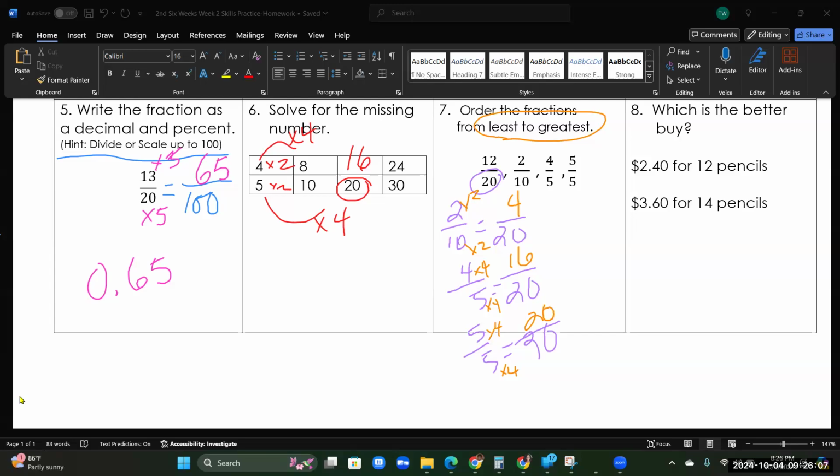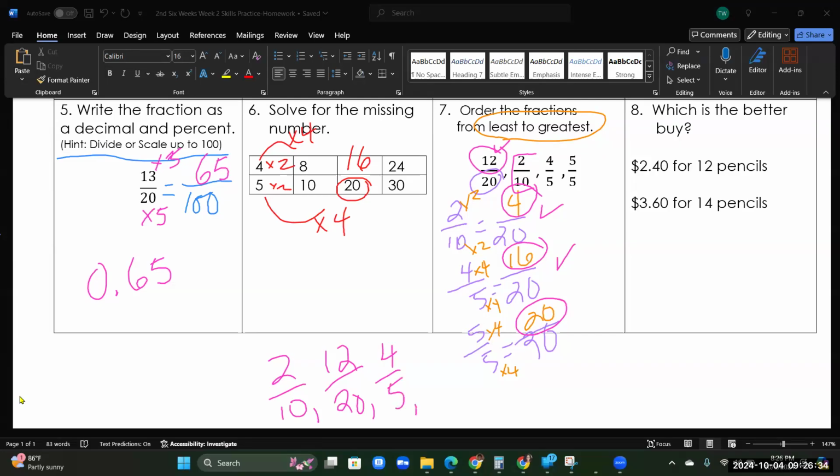Putting them in order from least to greatest. So we've got 12/20, 4/20, 16/20, and 20/20. Least would be the 4/20, and it started out as 2/10. So 2/10 would come first. Then we've got our 12 over 20. 16 over 20, which was 4/5. And the last one would be 20 over 20, which is 5/5.